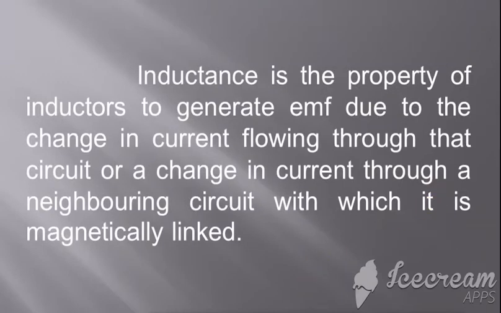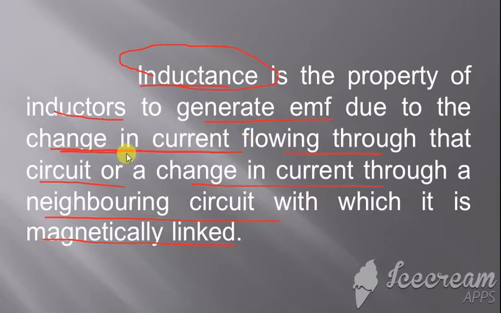Next, inductance is a property of inductors to generate an EMF due to a change in the current flowing through the circuit, or a change in the current through a neighboring circuit that is magnetically linked. Inductor means a device used to store energy, is it not? Inductance means generating the EMF due to the change in the current. So if a change in the current generates an EMF, that is called inductance. Inductance is a property which generates the EMF due to the change in the current.